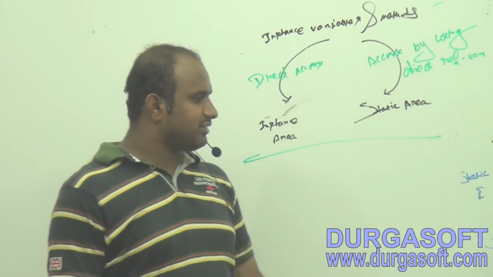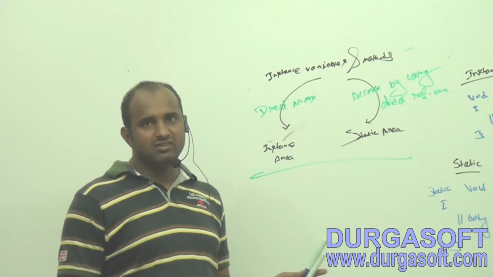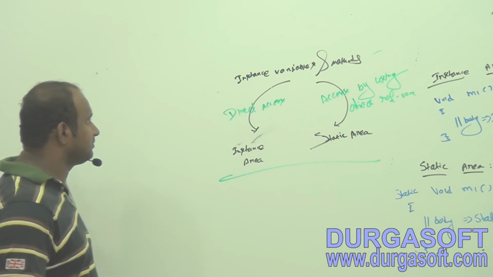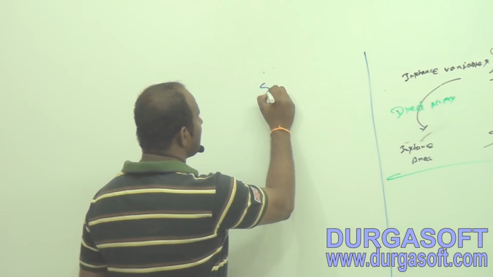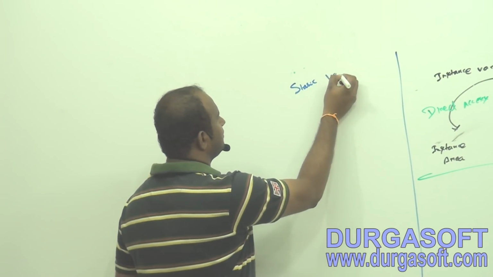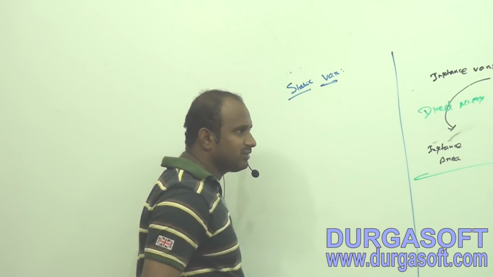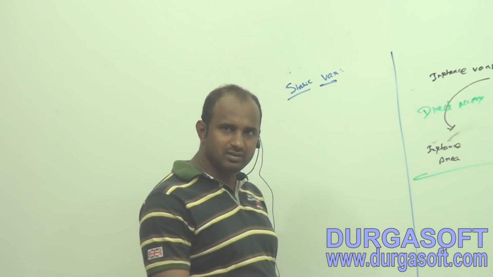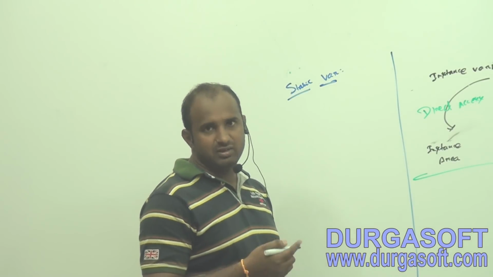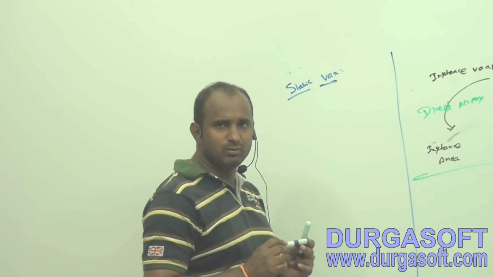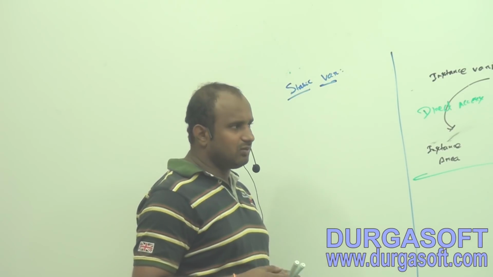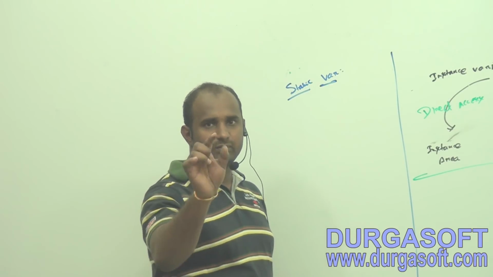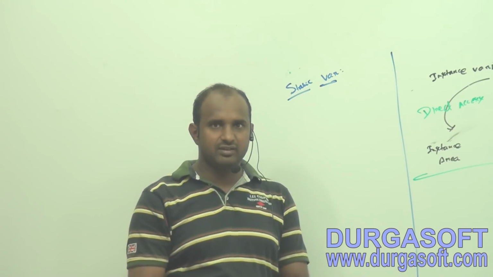The last one we will discuss. What is the last one? Static variables. Instance variables are inside the class, local variables are inside the method, and what is a static variable? The variables which are declared inside the class outside of the methods, only with the static modifier. An extra static modifier is added.